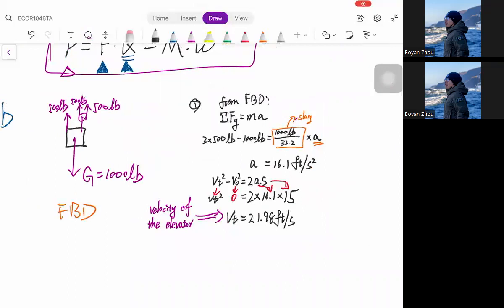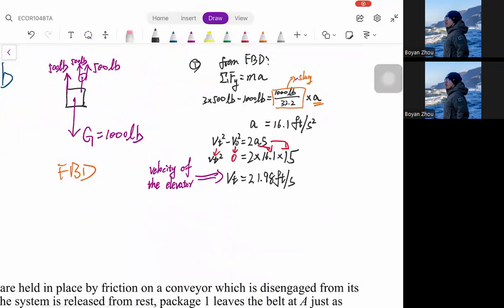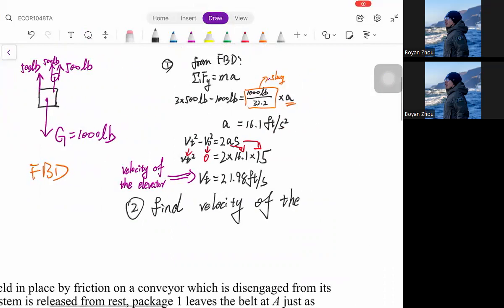So the first step is we find out the velocity of the elevator, and the second step is we're going to find the velocity of the rope.